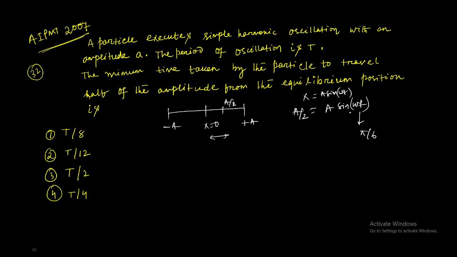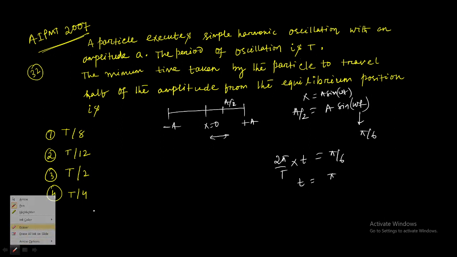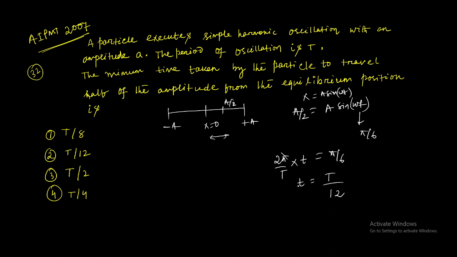Omega t will be obviously pi by 6 because sine pi by 6 value is a by 2. Okay, so omega equal to 2 pi by T into small t equal to pi by 6. So small t equal to... pi pi get cancel out both side. Small t equal to capital T divided by, this will be 12. So capital T is your time period, right? So which option it will be? T by 12. So now you can remember this thing, because again you don't have to calculate. This is x equal to 0 and this is plus a, this is minus a.